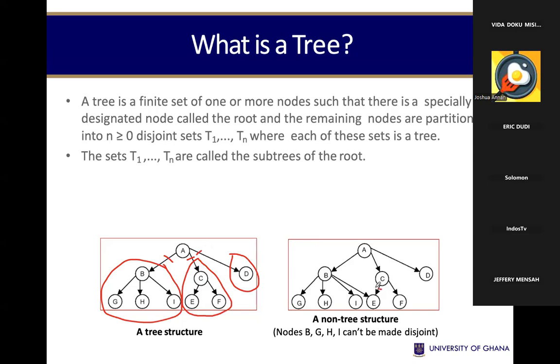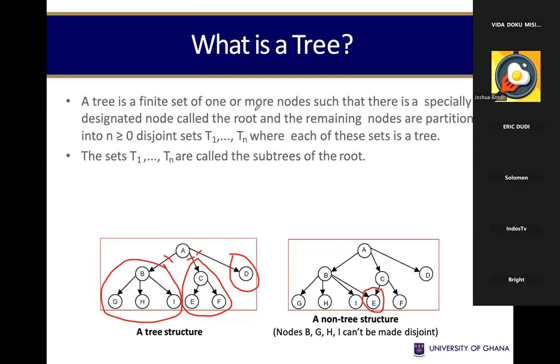Unlike this situation, whereby this particular one, where we have E, which is in this first disjoint subset and also in this second disjoint subset, we cannot classify this structure as a tree. So that's the main thing on the table.